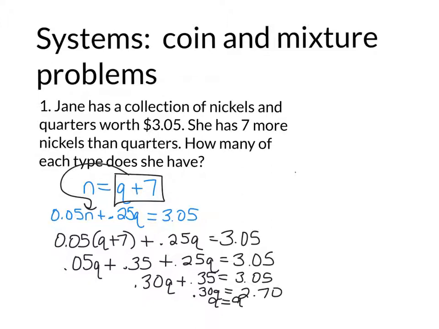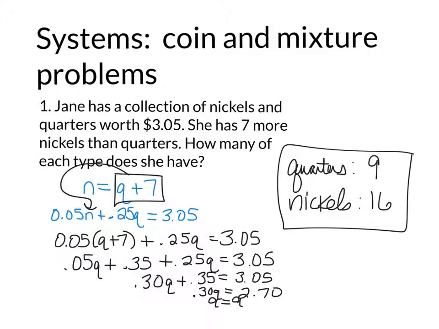So that means the number of quarters is 9. Now, nickels. The number of nickels is the number of quarters plus 7. So that'd be 9 plus 7, and that would give me 16. So we would have 9 quarters and 16 nickels.